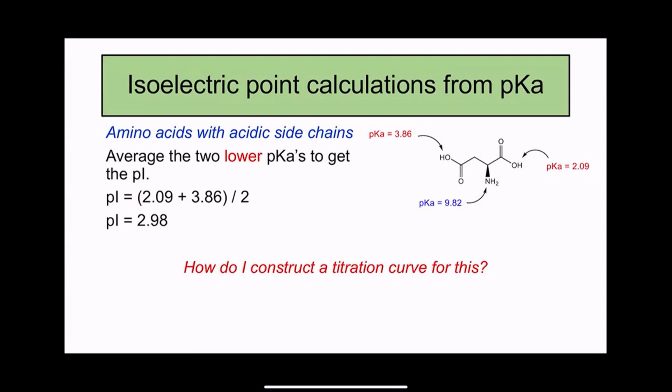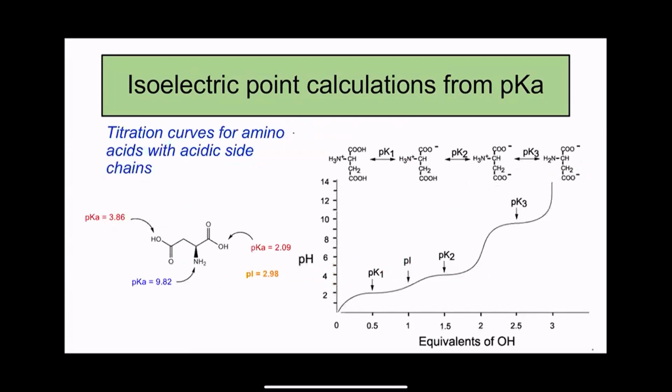Okay. And then the titration curve right here, you'll do the same process. You'll plug in your lowest pKa first at your half equivalent. At your 1 equivalent of base, you'll hit your PI, and then so on up.